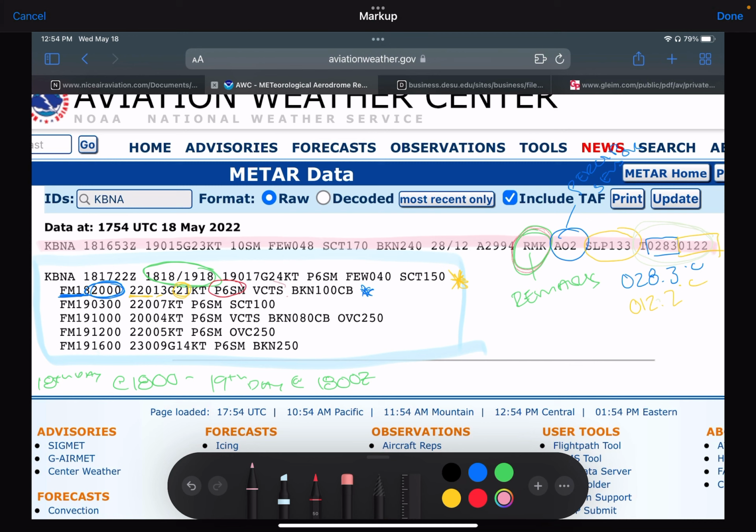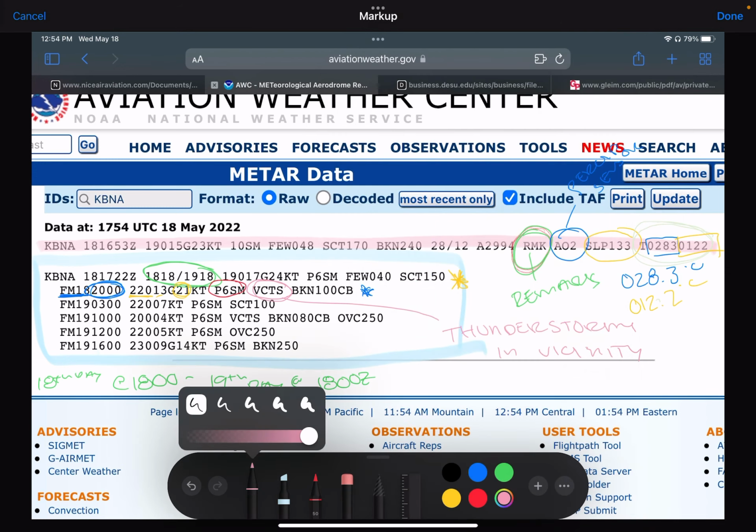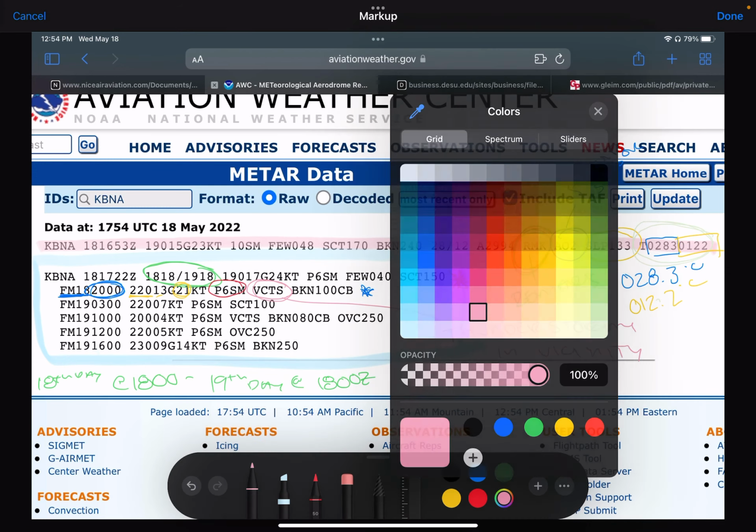So what this VCTS means is thunderstorms in vicinity. So this means that we're going to have thunderstorms in the vicinity of the airport at 2000 Zulu, which does not make for an awesome ride. And then the next part of the TAF, we got the wrong color.